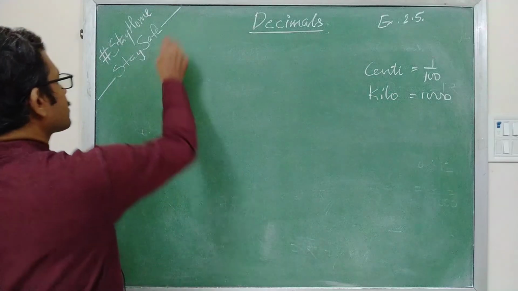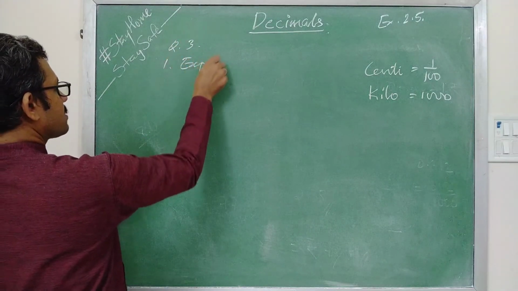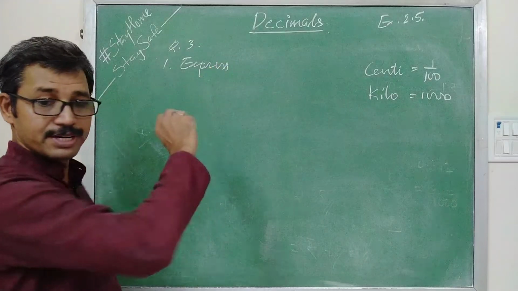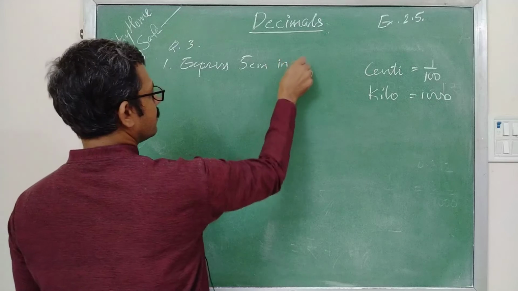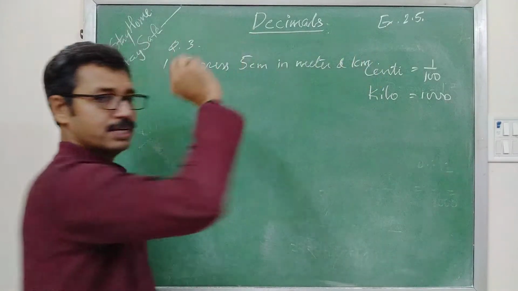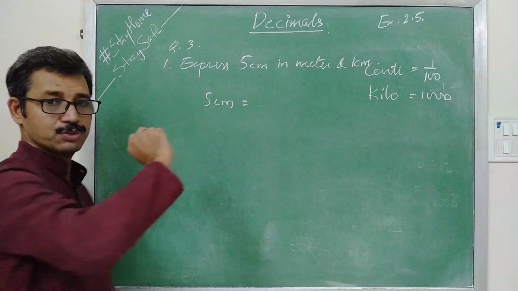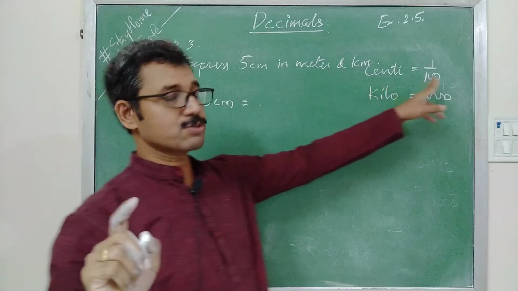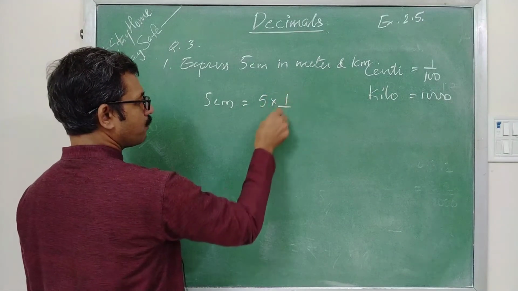First question is question number 3. Express 5 centimeter in meter and kilometer. Now you know that 5 centimeter is equal to, what is centi? Centi means 1 upon 100. So you can write it as 5 into 1 upon 100.